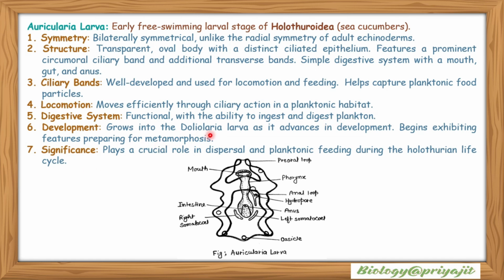Development: it grows into the Doliolaria larva, and as it advances in development, it begins exhibiting features preparing for metamorphosis. Significance: it plays a crucial role in dispersal and planktonic feeding during the holothurian life cycle.